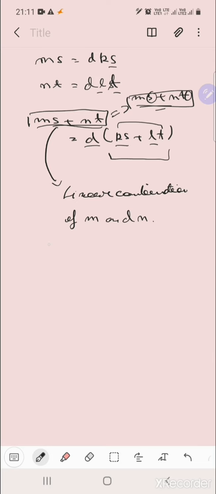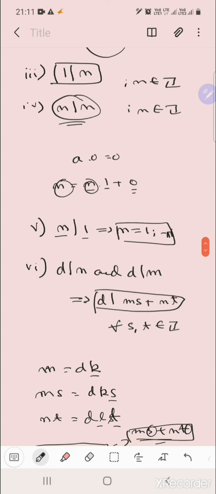Next thing says that, okay, so this will be, I guess, number 7. So d divides n and n divides m implies that d divides m. Clear? Acha, let me say one more thing.